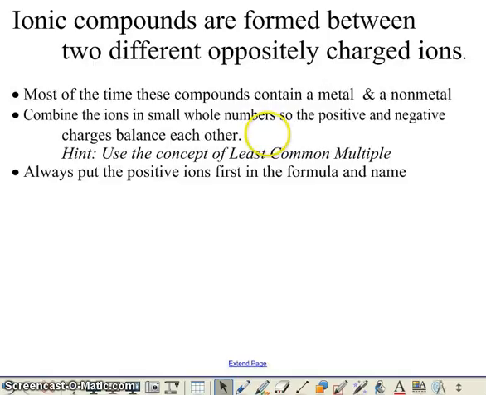Sometimes you need more than one of a particular ion in order for them to balance out, and so that concept of least common multiple would be used. When we write the formula or when we write the name, we always put the positive ion first, sort of like in life. You want to put the positive first.